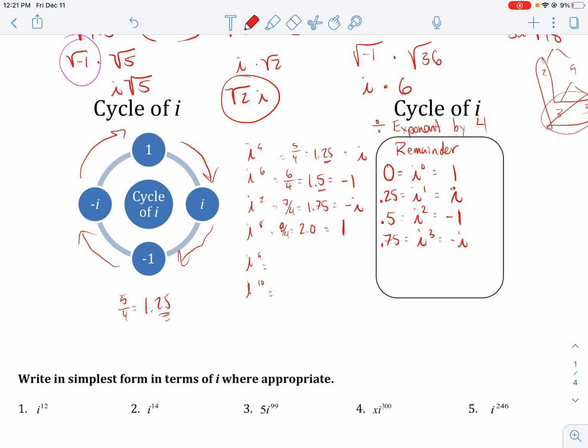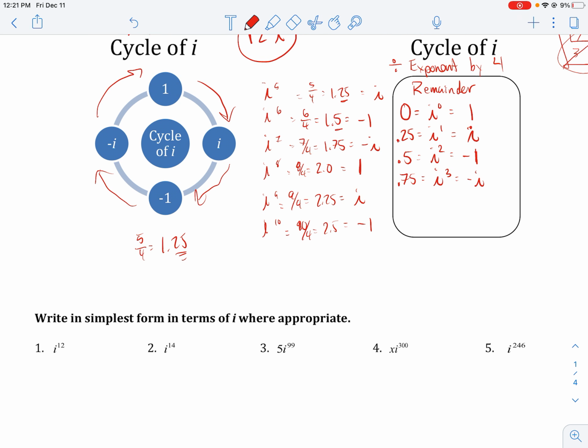Okay? And keep going. So we go i to the 9th, which is equal to 2.25. So we get an i, and then i to the 10th, 10 divided by 4, 2.5. And we're left with a -1. And the cycle keeps going. Okay, so you're looking at that exponent, you're dividing it by 4, and then whatever your remainder is determines what your value of i is. Okay, and this will make more sense at the end of the problem here, because the fact of the matter is that we don't want i's floating around with such large exponents. Okay, these can all be simplified, so that's what we're trying to accomplish.